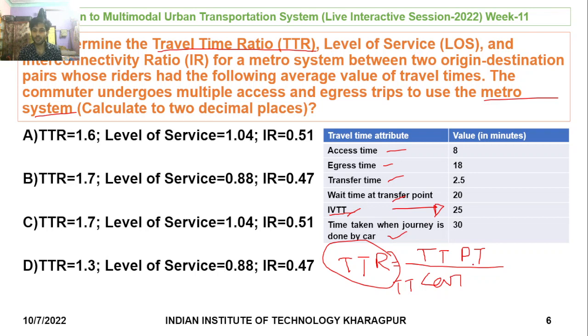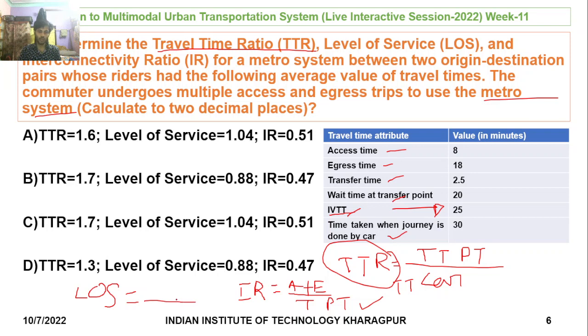You will calculate, I will just write the formulas. Then your level of service and your interconnectivity ratio. What do you mean by interconnectivity ratio? Your interconnectivity ratio is nothing but your access time plus egress time, that is the interconnectivity time, divided by your total time in public transport. That is called your interconnectivity ratio.